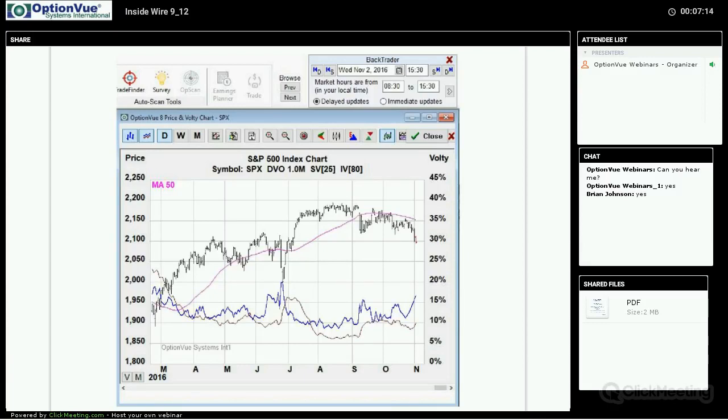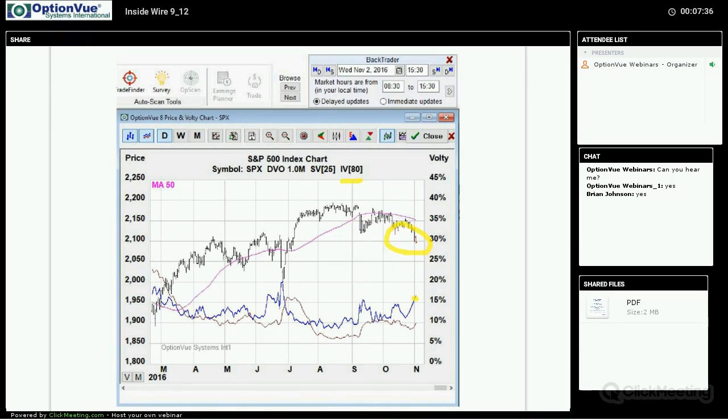Let's first go to a high implied volatility environment where the IV percentile was at 80. I've used this date in the past, November 2nd, 2016. Implied volatility is very high relative to the previous year. We are underneath the 50-day simple moving average.